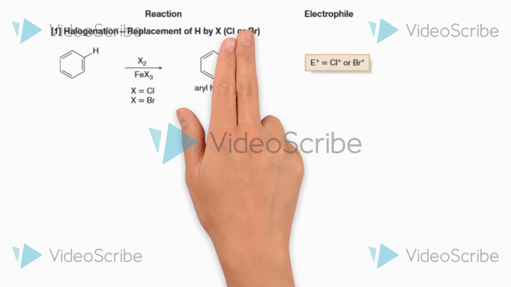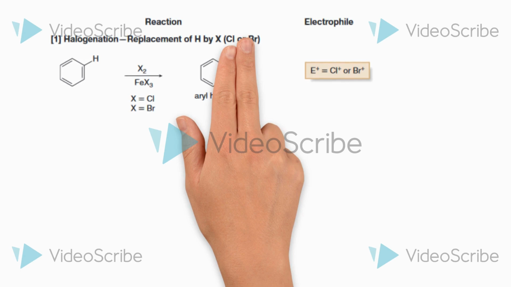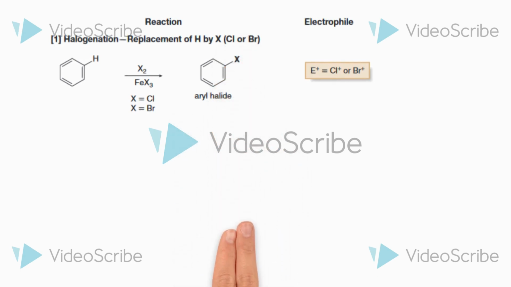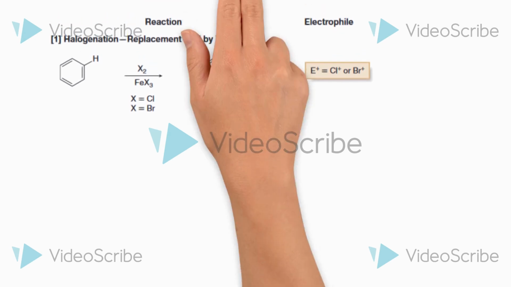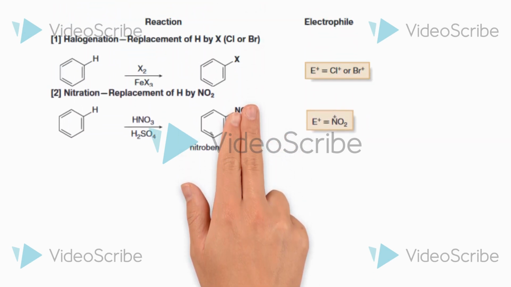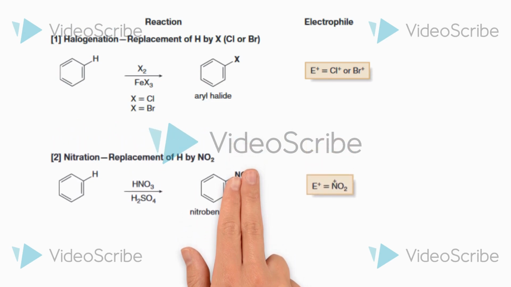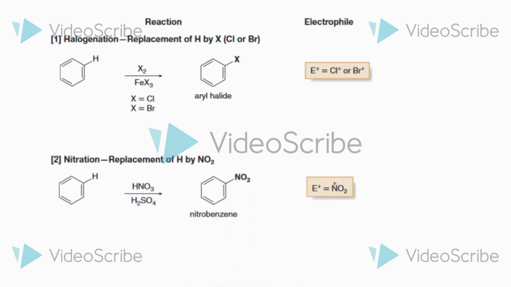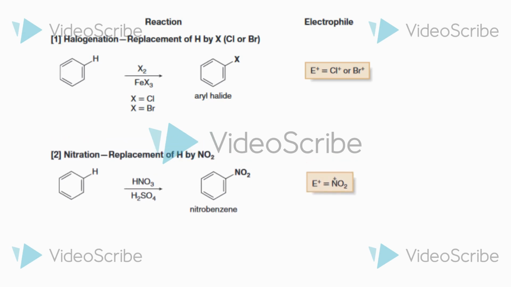In the halogenation reaction, the hydrogen present in benzene is replaced by a halogen. Generally the halogens are chlorine and bromine, forming aryl halides. Next one is nitration. Here the hydrogen atom is replaced by a nitro group, which is formed using HNO3 and H2SO4, to form nitrobenzene. So the electrophile used here is a nitro group.